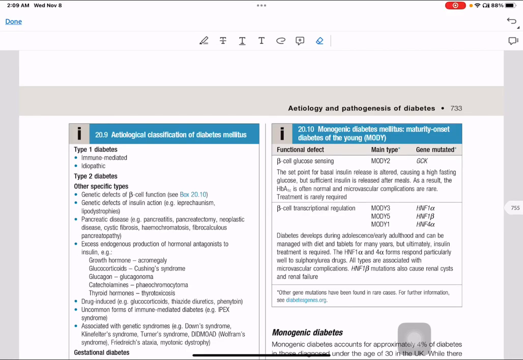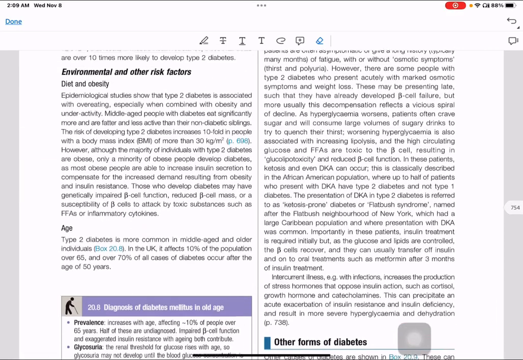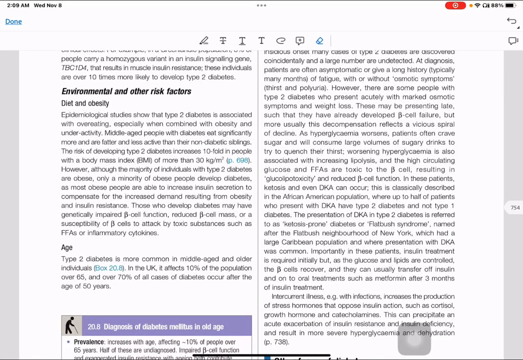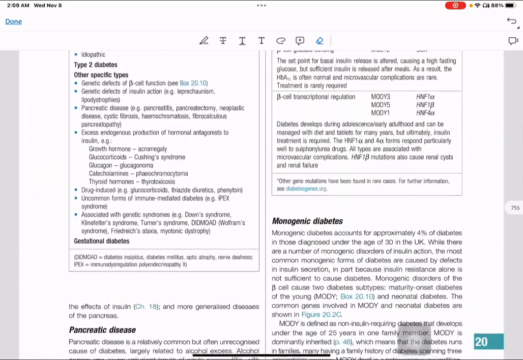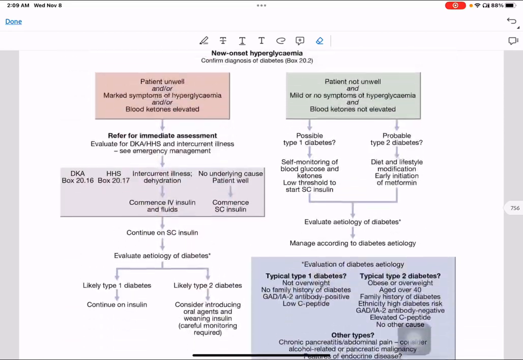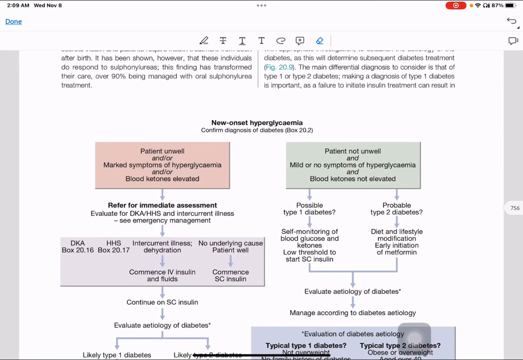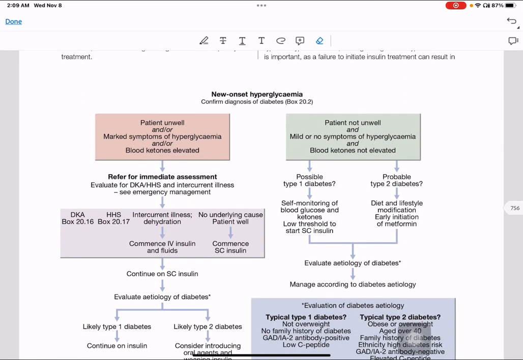Hello friends, today we'll discuss evaluation of new onset hyperglycemia, as per Davidson. So, how should we evaluate a new onset hyperglycemia?